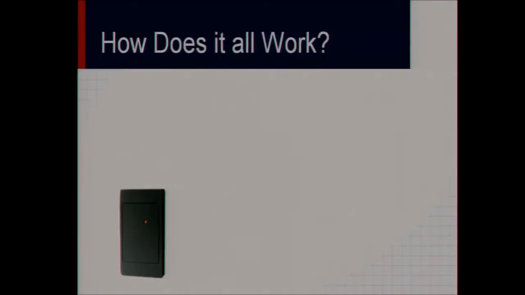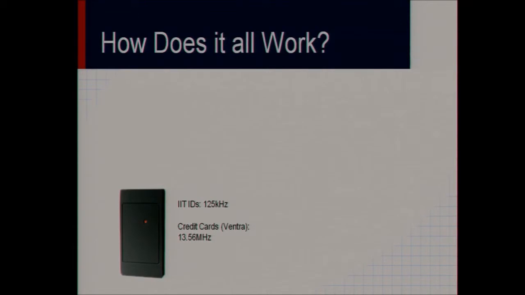So how does this all work? Here we have Kevin. Most of us have two types of IDs in our wallets that have RFID tags in them. Our Hawk card is one of them, and another would be a credit card. Our Hawk cards actually use the 125 kilohertz frequency, and credit cards use the 13.56 megahertz spectrum. So you don't have to worry about us stealing your information because we actually can't even read your credit card with this system.